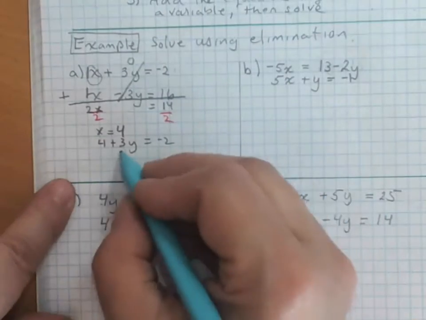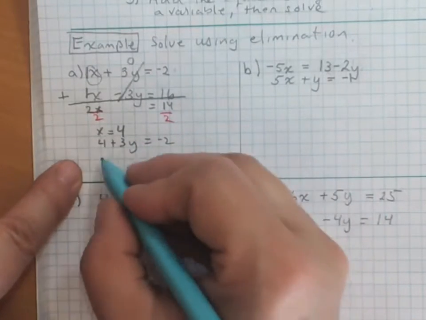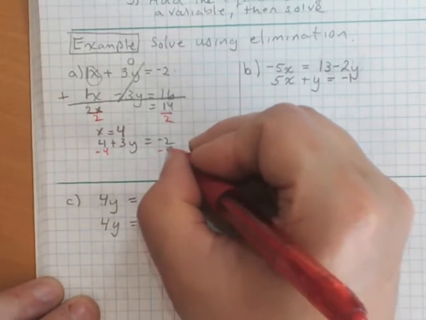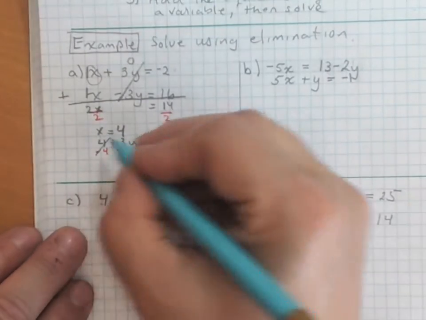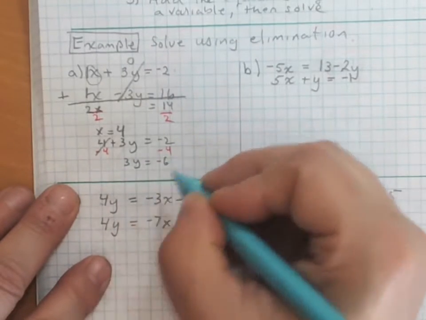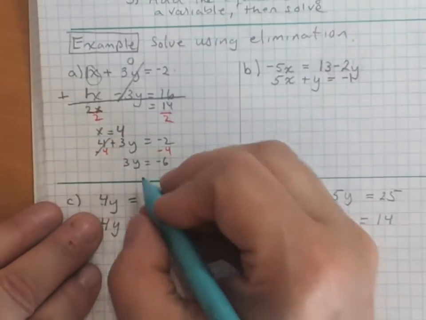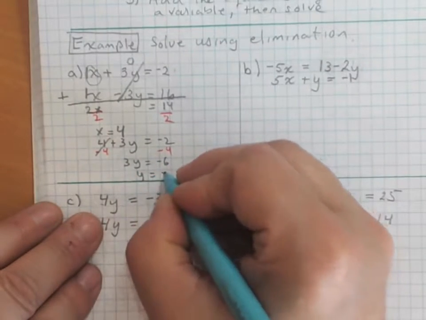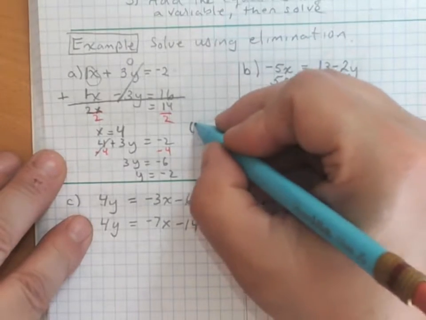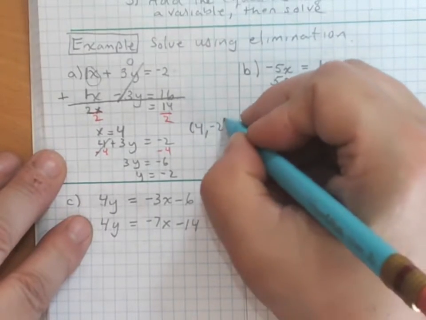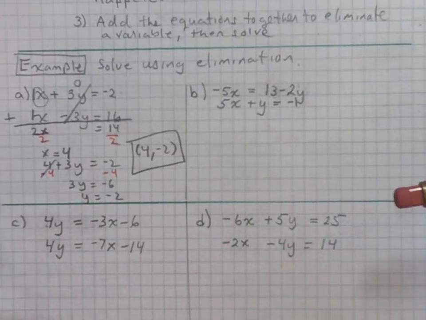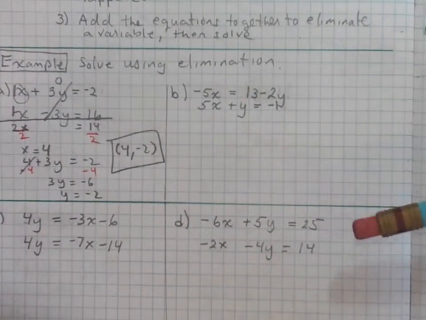And then solve. Now I've got an equation with just y that I need to figure out. So I'm going to solve for y, subtract 4. So I end up with 3y equals -6. Divide both sides by 3, and you get y equals -2. Put those together: x equals 4, y equals -2. That's our solution. All right, do it again.